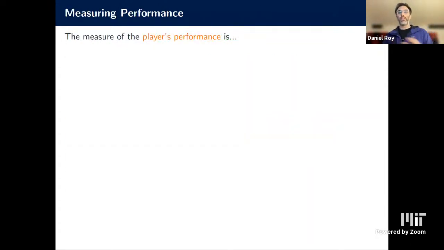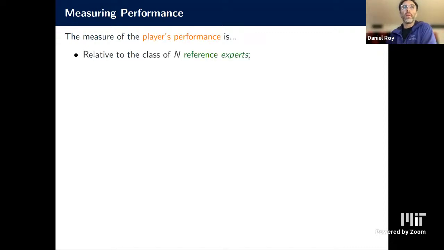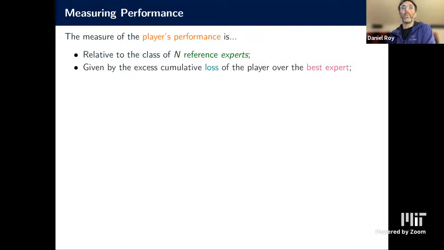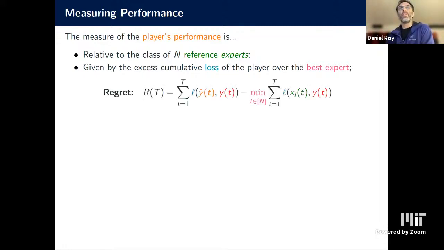So now that you understand roughly the dynamics of this game, we're making predictions each round. There's some kind of history, and we're given expert predictions to potentially base our predictions on. I want to discuss the question of how we measure our performance. We're going to measure our performance relative to this class of N experts. We're given expert advice, but we're also going to measure our performance against those same experts. And we're going to do so by looking at the excess cumulative loss we're incurring above and beyond that of the best expert, at least the single best expert in hindsight. So as a formula, our regret after capital T rounds is the sum over those rounds of our losses, subtracting off the least loss incurred by a single best expert.